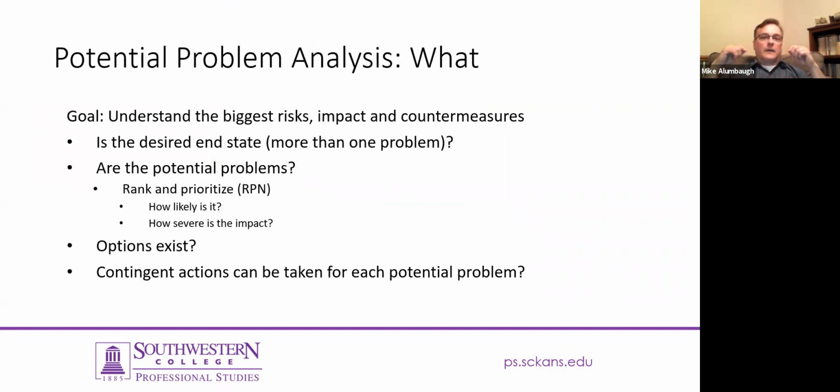As you're moving into problem analysis, what you want to do here is understand what the biggest risks are, and then from there, the impacts and countermeasures that can be derived from what's been identified as the biggest risks. Understand how many problems there are, or potential problems there are, and the end state that you want to get to. You're beginning to build a solution. You have an idea of what that end state may look like. Now brainstorm what the potential problems are and rank and prioritize.